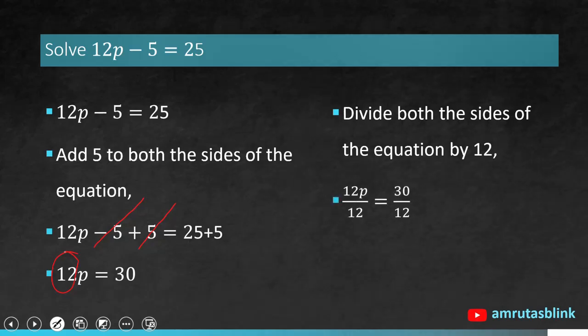So 12p upon 12 is equal to 30 upon 12. 12 cancels. p is equal to 30 upon 12. Now 6 twos are 12 and 6 fives are 30. So p is equal to 30 upon 12, which is equal to 5 upon 2.